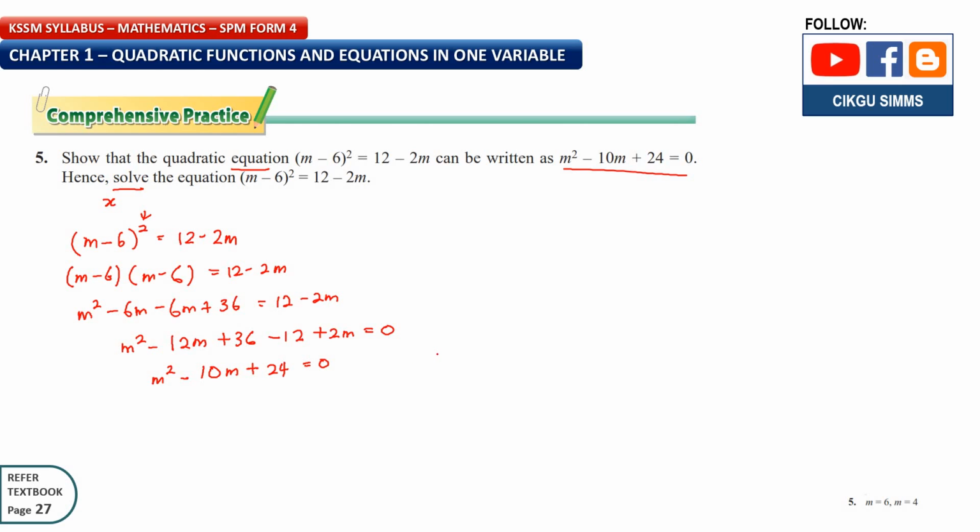Okay, after that, you already proved it to be in this form. You have already solved the first part, and then you need to solve it to find the value of m. So this is not x in this case. In this case, you need to find m. So this one you need to factorize.